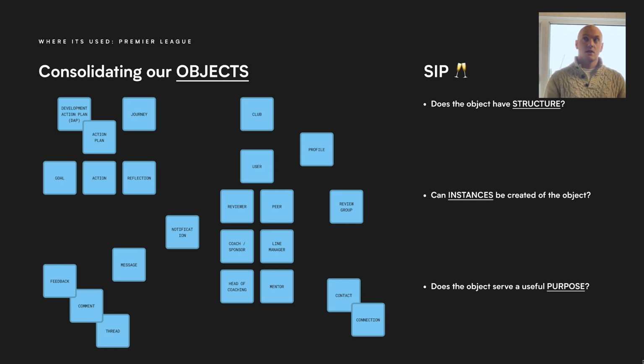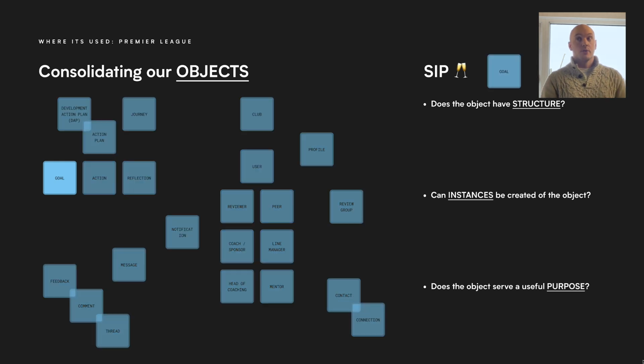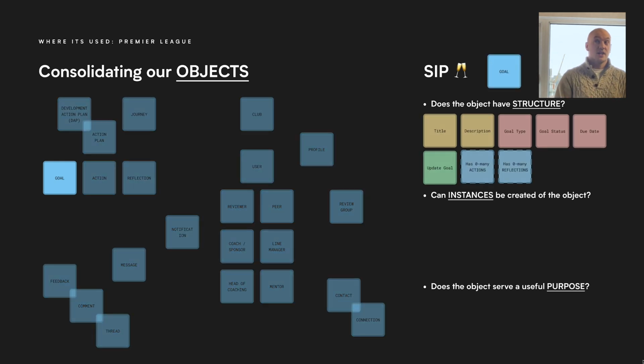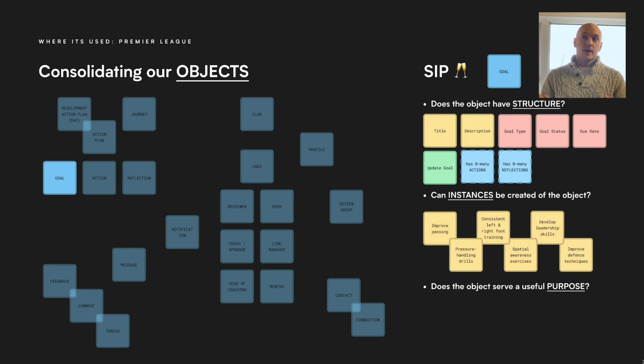So if we take our example of a goal, does a goal have structure? We can say, yeah, it does. It's got a title, description, we can probably give it a type, a status, a due date, a call to action to update a goal, and we can probably relate and link through to other things like actions and reflections. Next, can a goal be replicated? Yeah, we can create a goal that could be around improving passing or developing leadership skills.